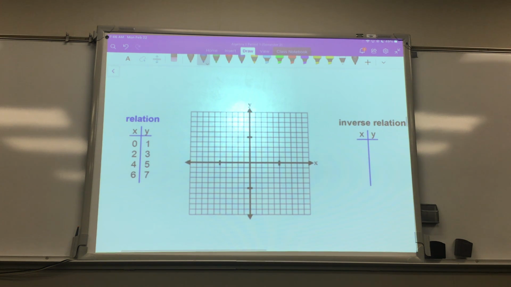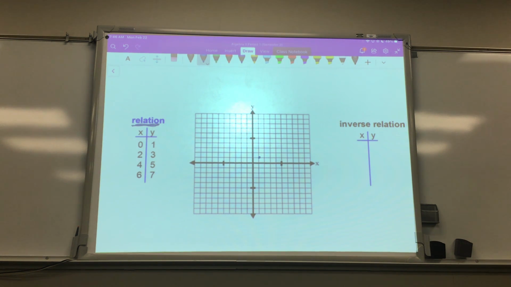Okay, so let's actually just do a relation from a table here. So 0, 1, just plotting those points. 2, 3, 4, 5, 6, 7.